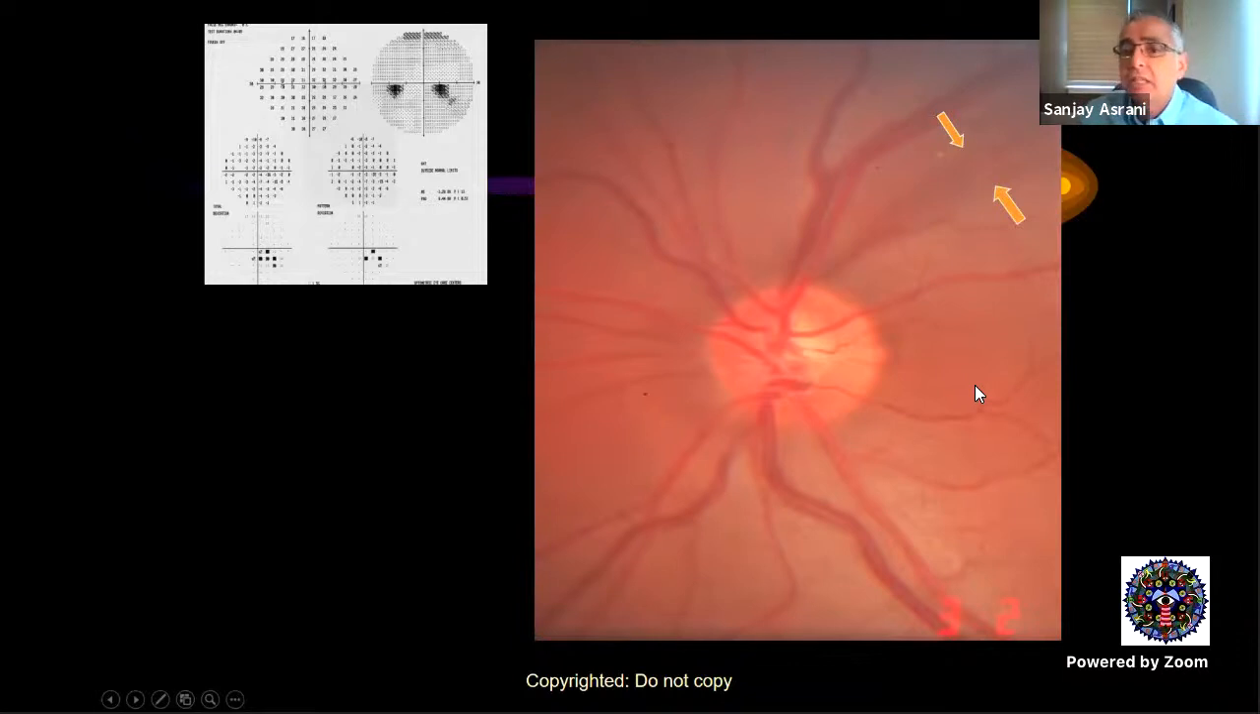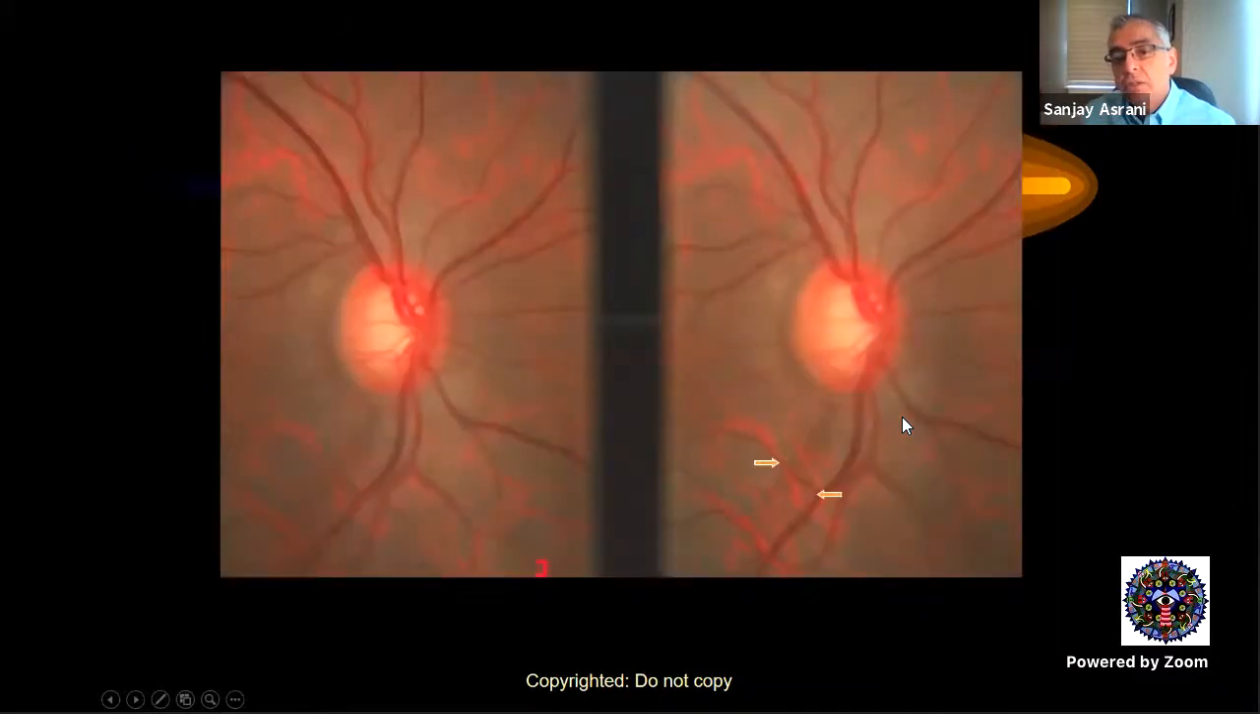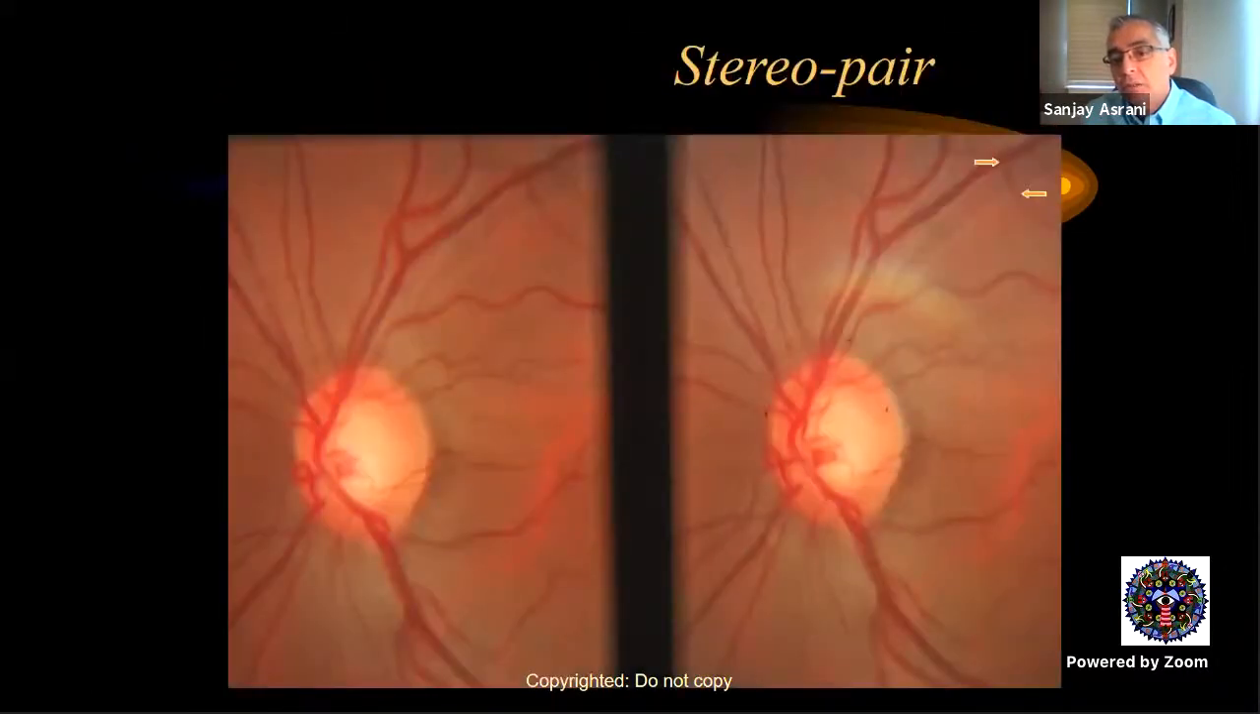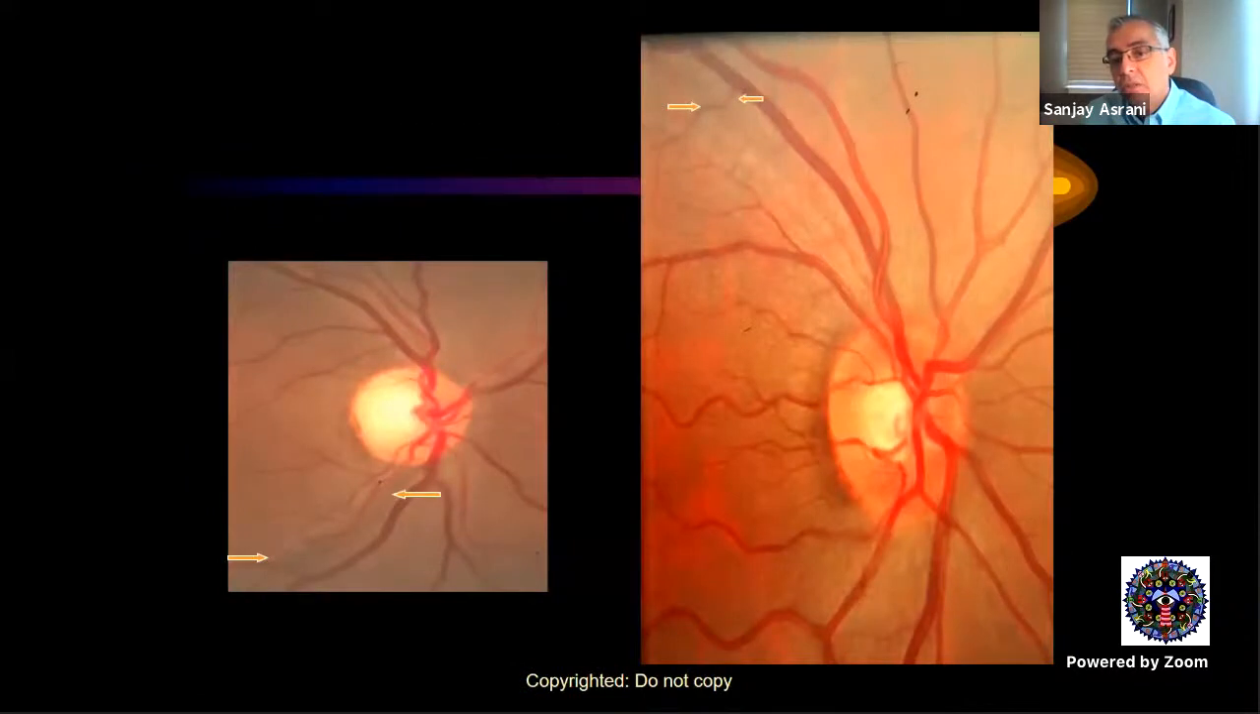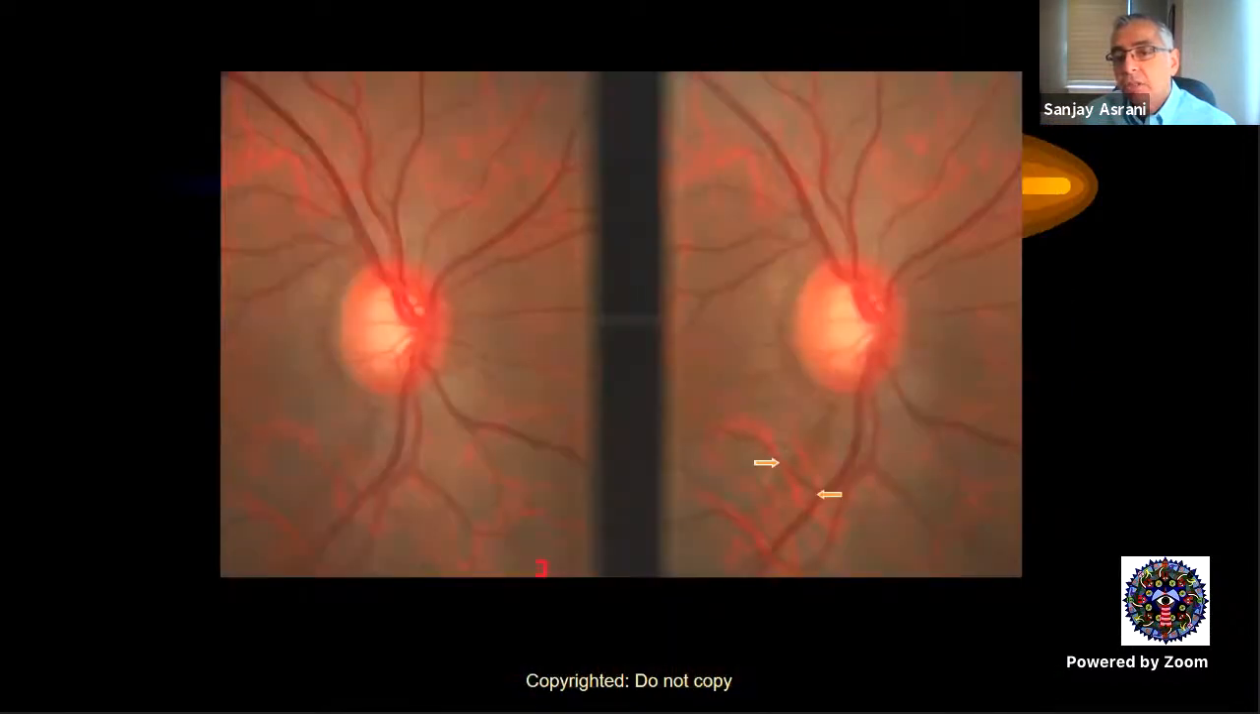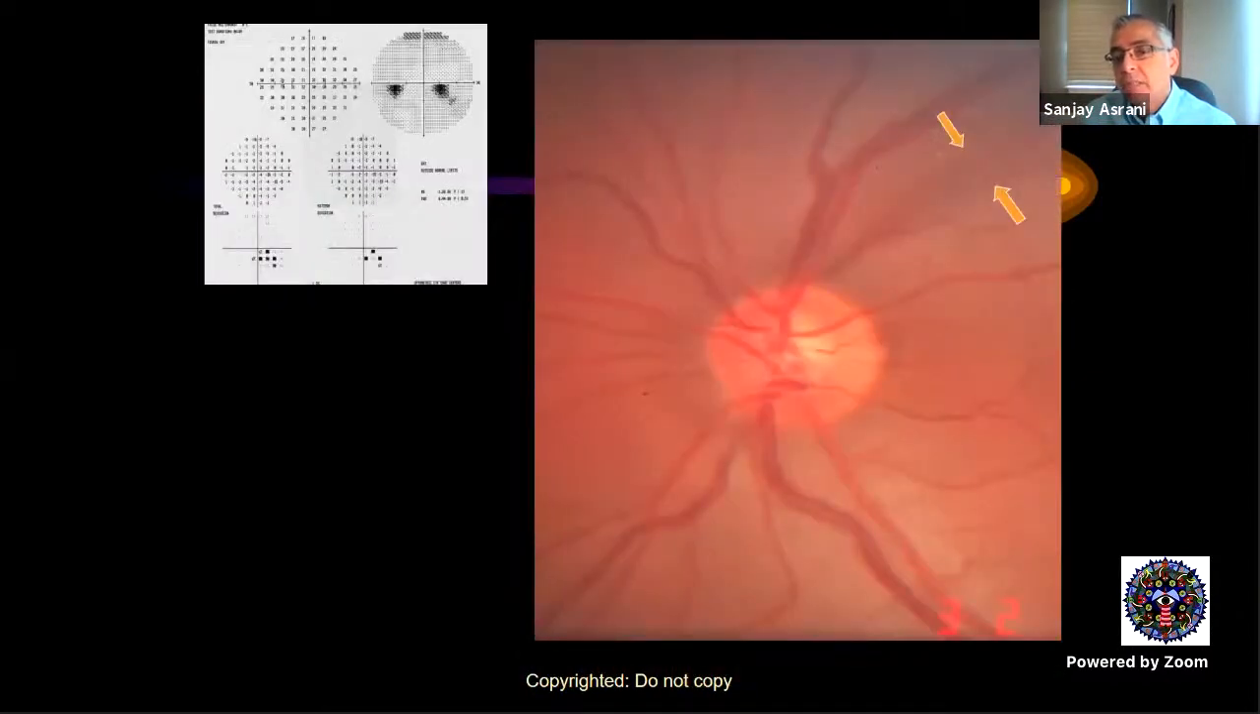I do also want everyone to pay attention to the fact that these discs, like this one, or the previous one, they all look healthy and normal. So if you're only paying attention to the nerve, you will miss these early nerve fiber layer losses, sometimes which are associated with field defects.